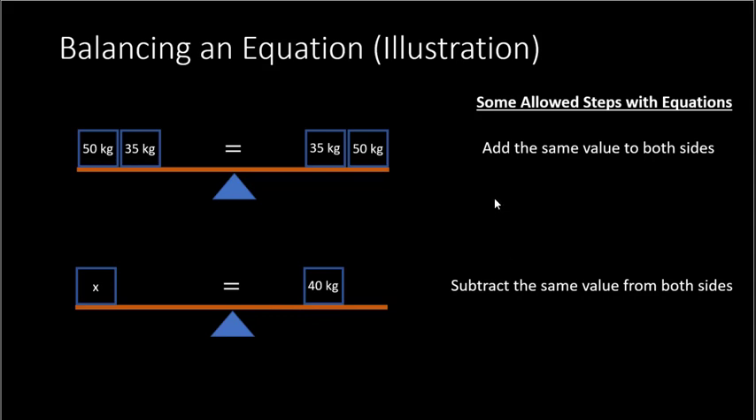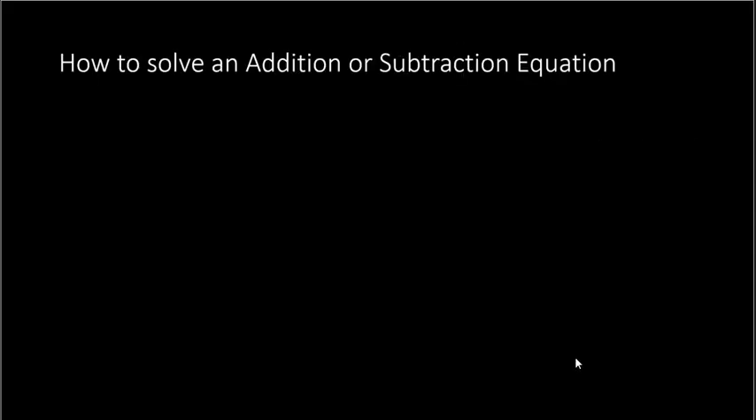So when you're solving equations, we need to keep the equation balanced. And to do that, we can either add the same value to both sides, or we can subtract the same value from both sides. What we're going to do now is walk you through several different examples where you must solve an equation by either adding or subtracting.